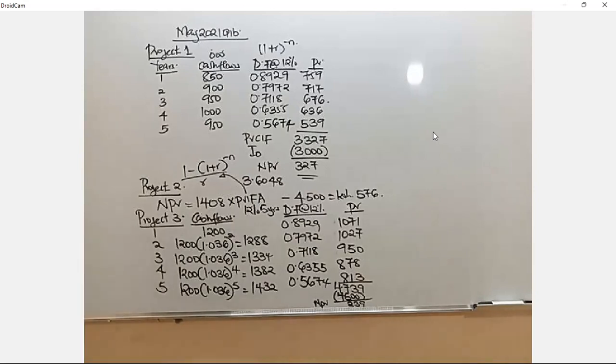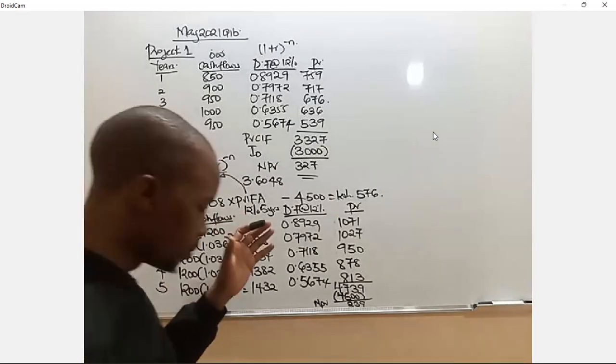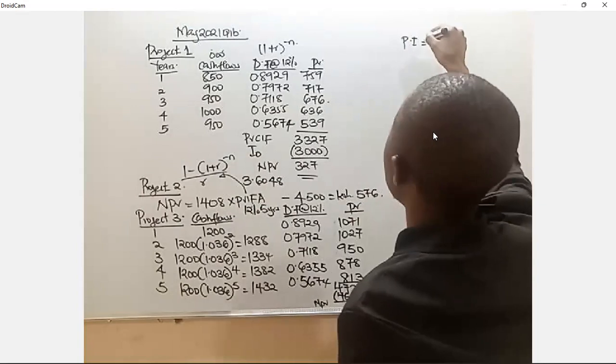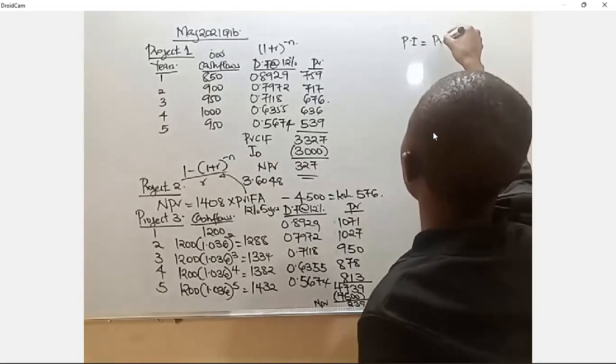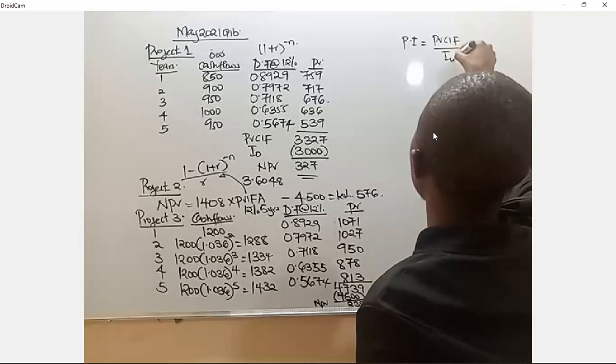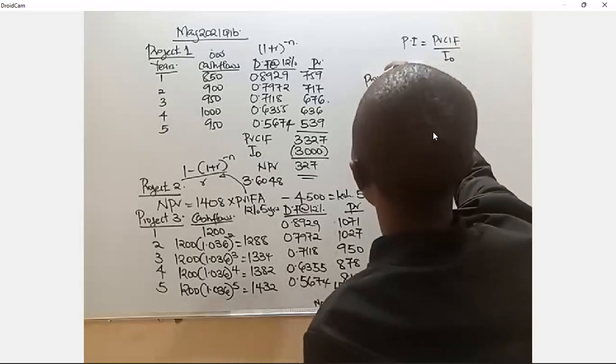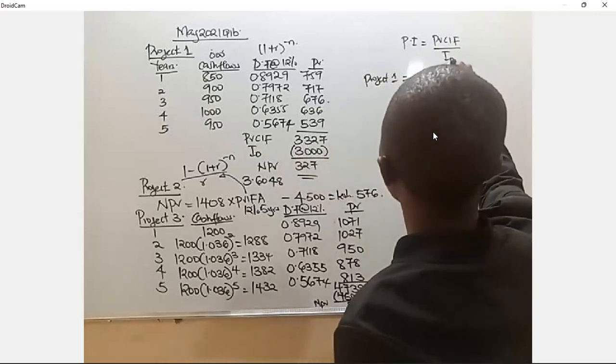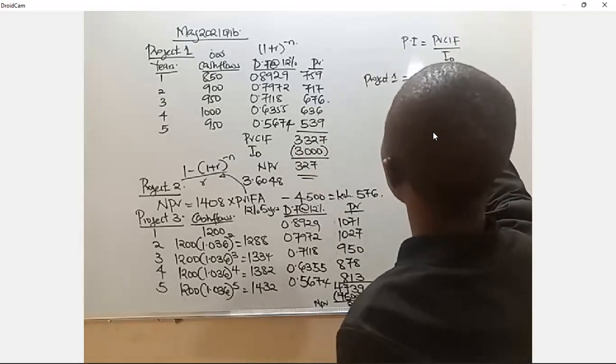Now, it is very good because we just want to rank these projects and determine which one is better than the other, so that we can decide based on the condition provided by the examiner. Let me just use PI, the profitability index. To get our PI, we normally take the present value of the cash inflows and divide by the initial outlay. Let us start with project 1. It will be 3327 divided by 3000.